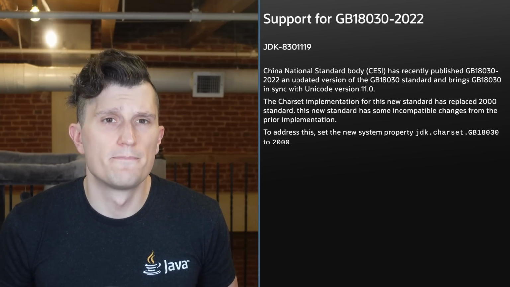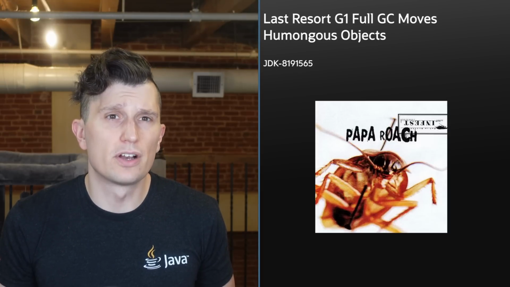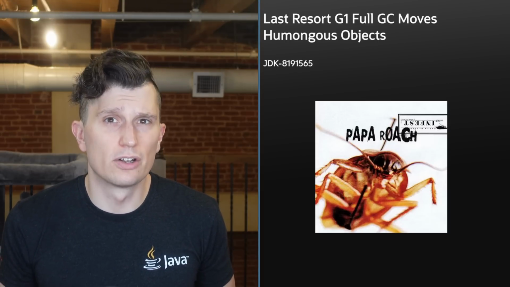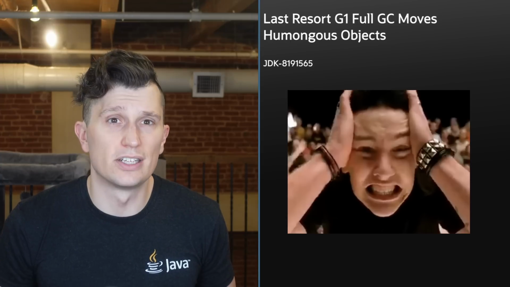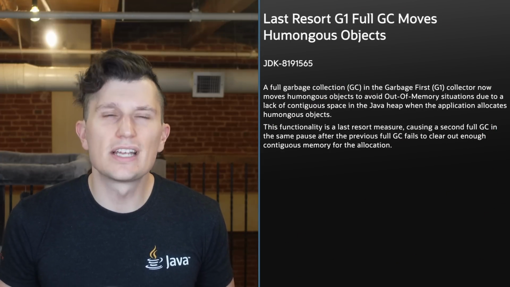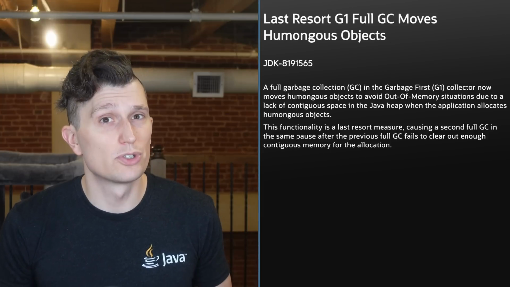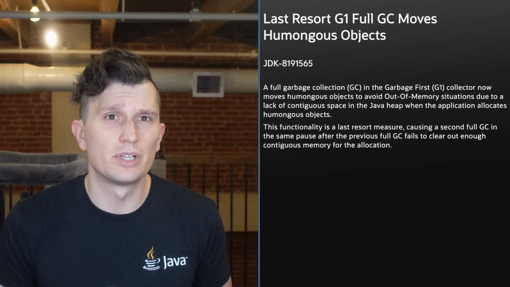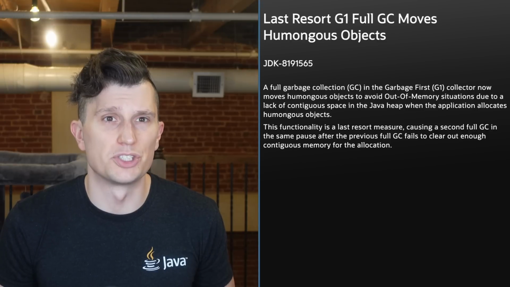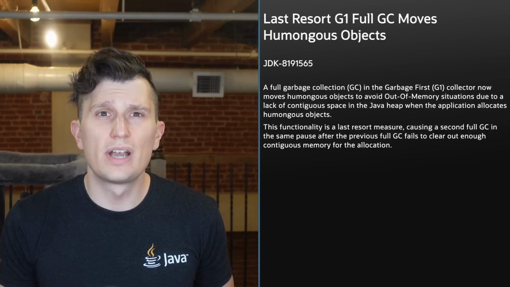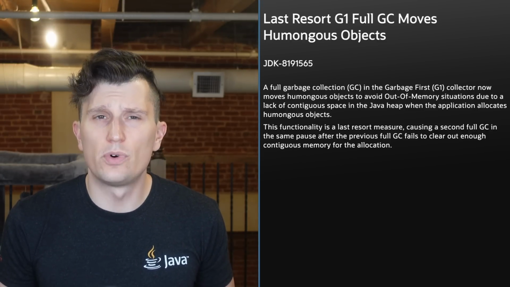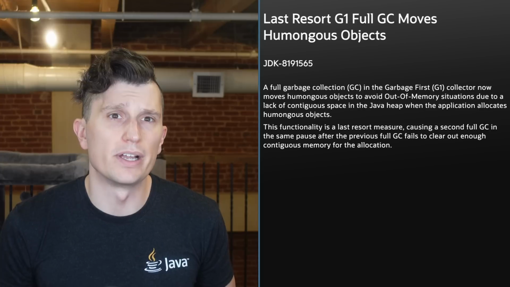The G1 garbage collector is now Papa Roach's favorite garbage collector. Papa Roach lead singer Jacoby Shaddix, seen here trying to comprehend a regex, appreciates that G1 will now attempt a last resort of moving humongous objects to avoid an out-of-memory situation. This will now only occur after a previous full GC failed to free enough memory.